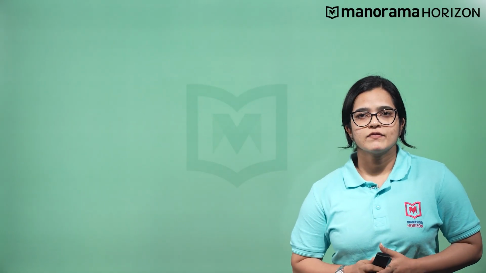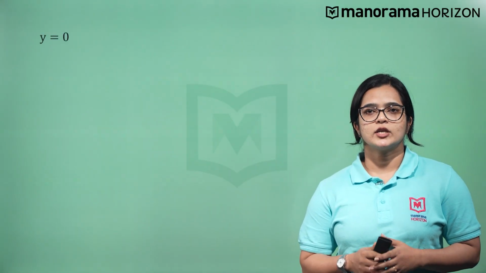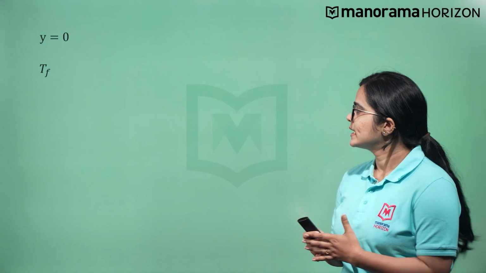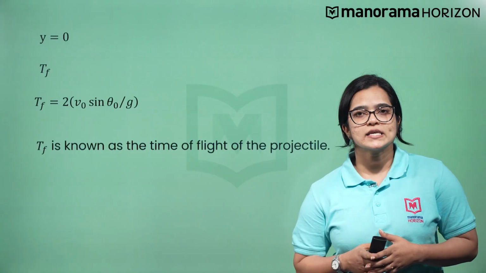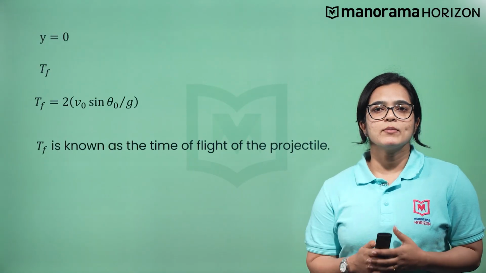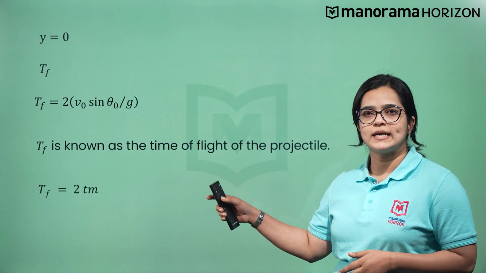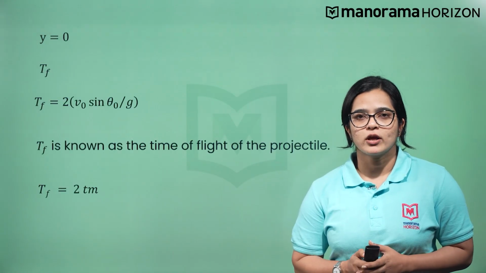By logic, if we substitute y equal to 0 in the equation, the total time Tf during which the projectile is in flight can be obtained as Tf equal to 2 V0 sine theta 0 by g, where Tf is known as the time of flight of the projectile. We note that Tf is equal to 2Tm, which is expected because of the symmetry of the parabolic path.